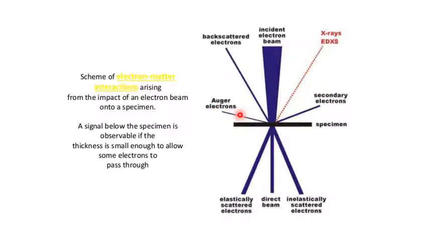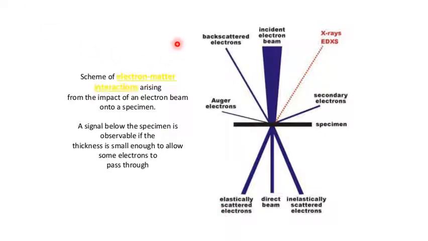Auger electrons are those electrons which are not emitted from the outer shell. Secondary electrons are emitted from the outermost shell of the specimen atoms, and Auger electrons are also electrons of the specimen, but these are not emitted from the outermost shell. They are emitted from the inner shells of the specimen atoms, and these types of electrons are called Auger electrons. These three types of electrons pass through the specimen, and this type is elastically scattered electrons.